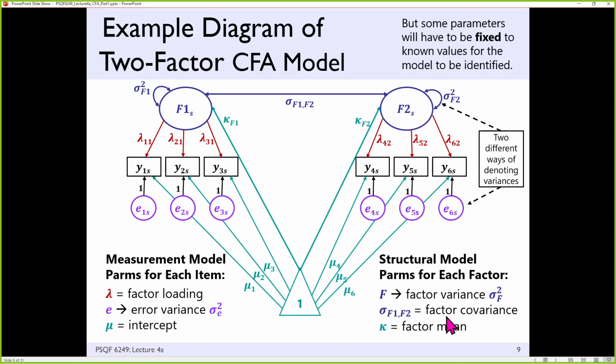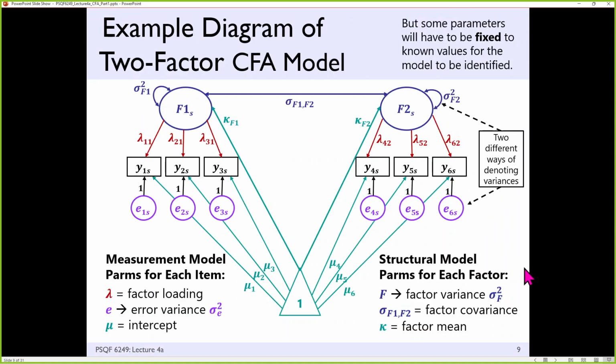Same thing with the structural model. That term means factor stuff, how the factors relate to each other and are distributed. So each factor is going to get its own mean, and I'm using kappa for that. You can have a covariance between factors, and I'm using sigma for covariance. And then F is the factor score for each person that varies across subjects. And so the variance of the F is what the model parameter is. So E is the idea of a variance, F is the idea of a variance in these things.